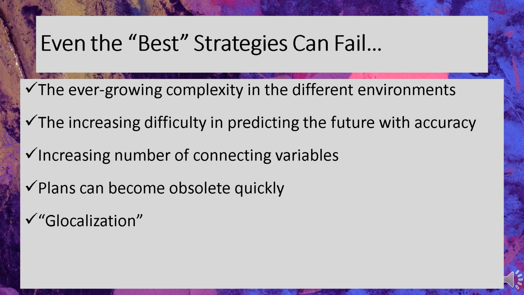Even the best strategies can fail. So the ever-growing complexity in the different environments, the increasing difficulty in predicting the future with accuracy, and the increasing number of connecting variables mean plans can become obsolete quickly, and globalization. Globalization is the practice of conducting business according to both local and global considerations. For example, cars are sold worldwide, but they are adjusted to meet local criteria, like what side the steering wheel is located.